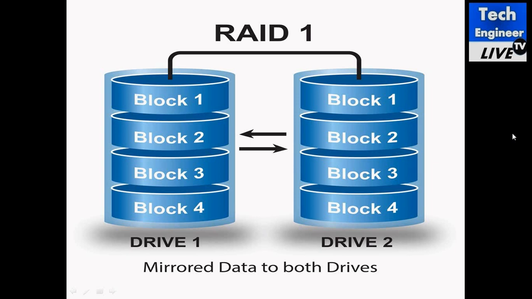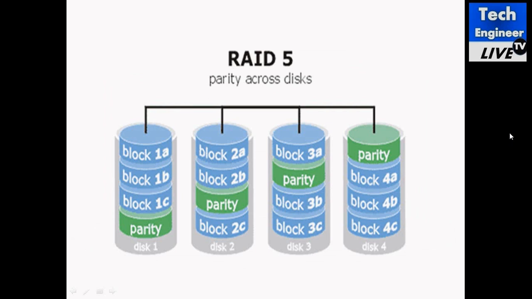Now RAID 5 is parity across disks. You can see that 4 disks are available, and basically we require at least 3 or 4 to perform RAID 5. You can see block 1A, block 2, and block 3A. What RAID 5 offers is that it not only increases the read and write operation, but it is also good in the backup way. It will provide you parity.